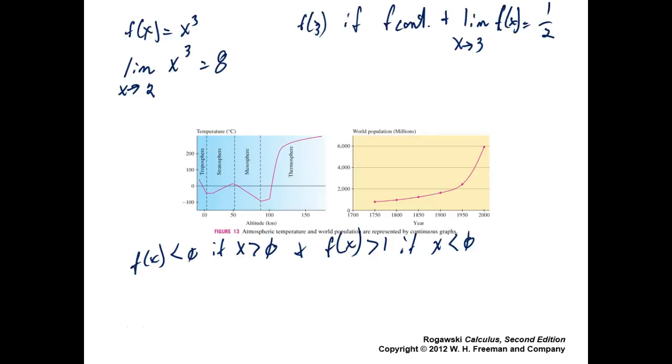No way. This would be fine. If it's negative everywhere the x is greater than 0, it could be approaching 0. But here, the best you can do is be coming down toward 1 for x negative. That limit and this limit, they're not close. So no. Does that make sense?